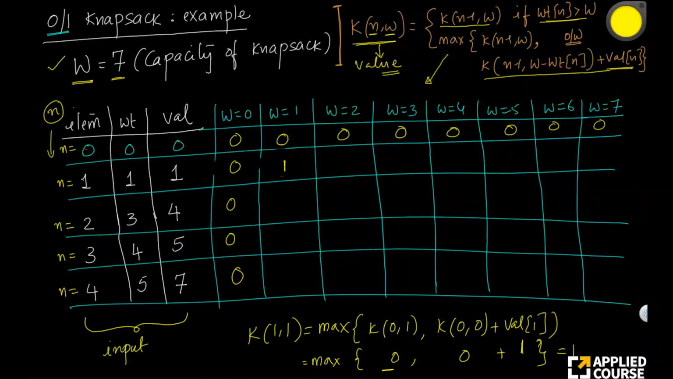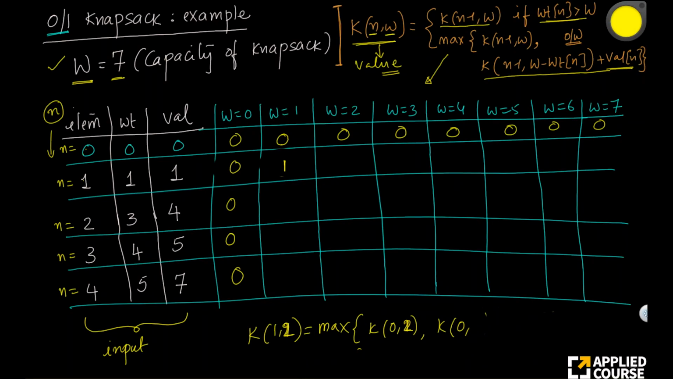Now, if you look at this, what will this be? This will be K12. The weight of the nth item is less than or equal to the capacity of the bag, so we go to the second condition. In the second condition, what do we have? K12 is the max of K02 and K. Let's actually write it down.